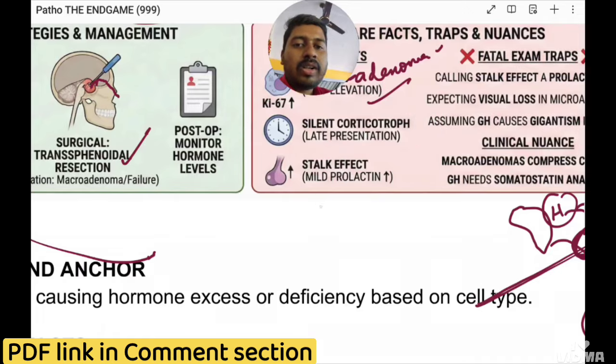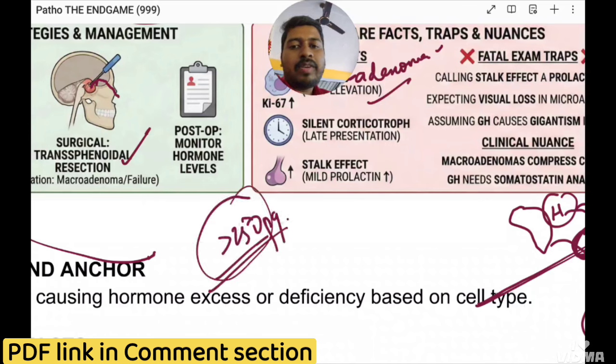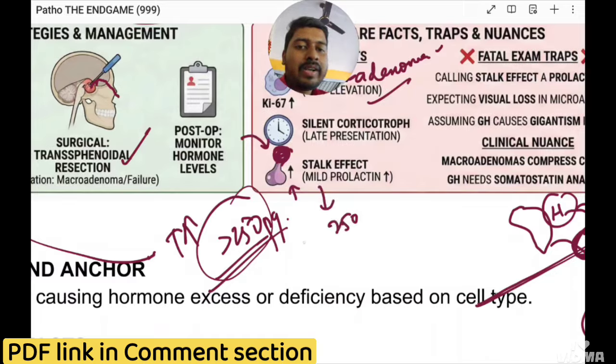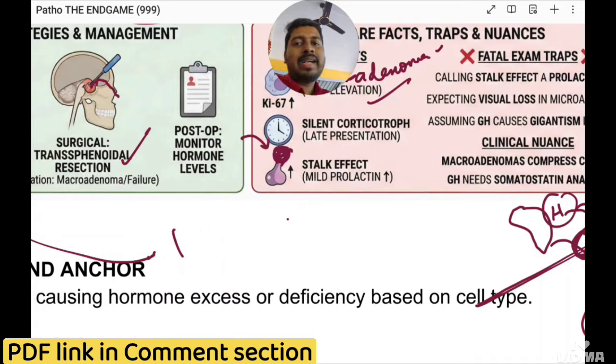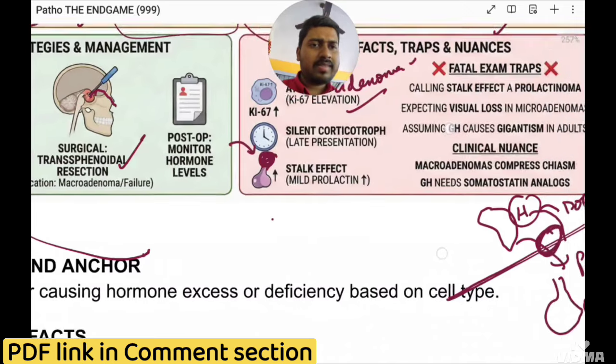Next, what is the stalk effect? I told you about prolactinoma. In prolactinoma there is increased secretion of prolactin, and it is more than 250. 250 units, I think, is in picograms. So more than 250 is a very high level of prolactin, and that is seen in prolactinoma. But sometimes, this is the pituitary stalk, and if there is any mass compressing it, dopamine action doesn't take place, as a result of which prolactin will increase. This mild increase in prolactin, 200 to 250, is known as the stalk effect. This is not a prolactinoma per se, but some other extrinsic compression on the pituitary stalk.